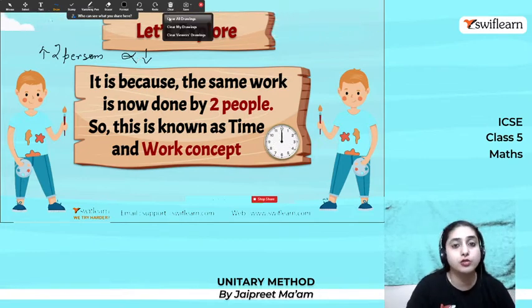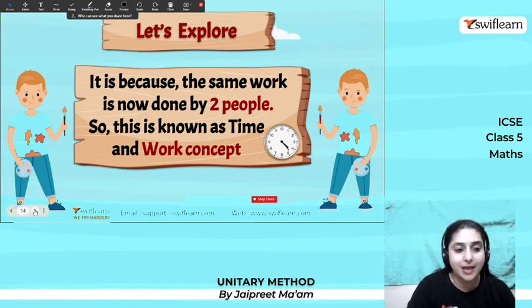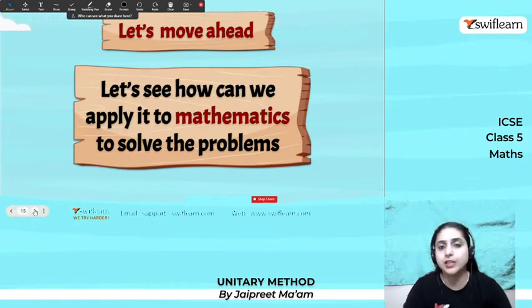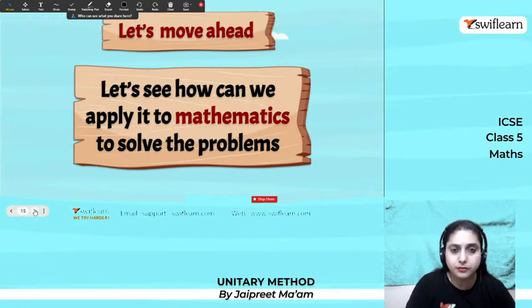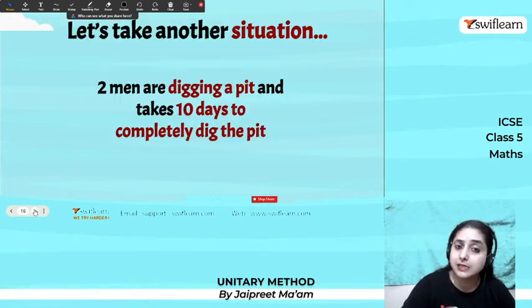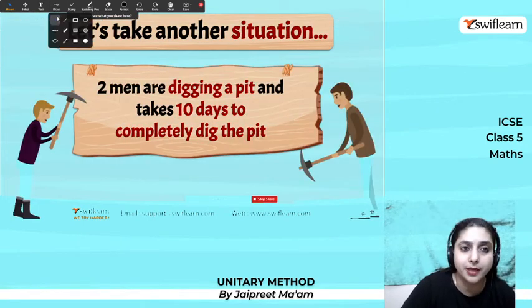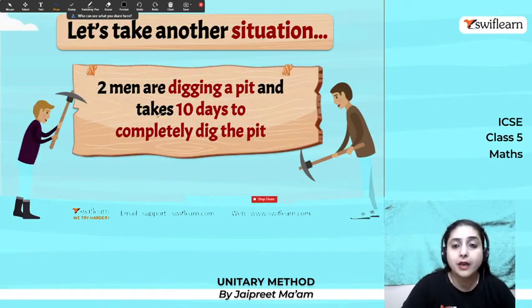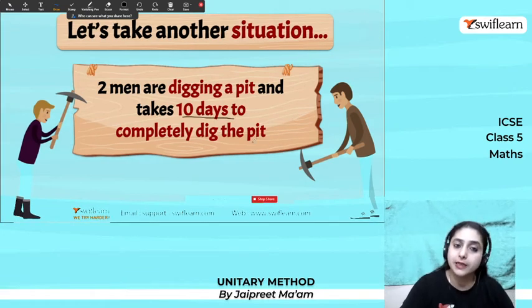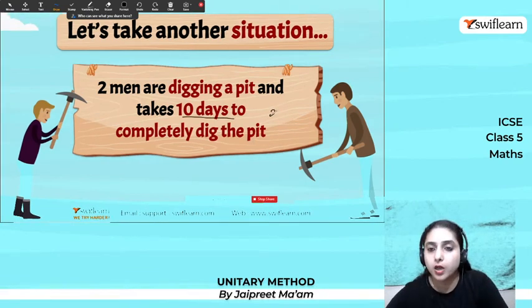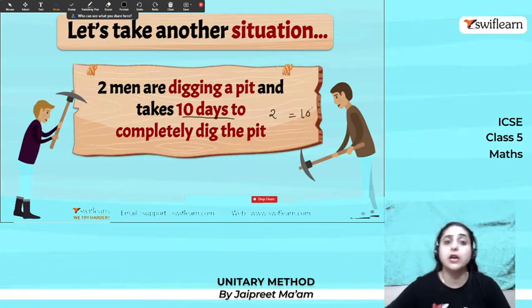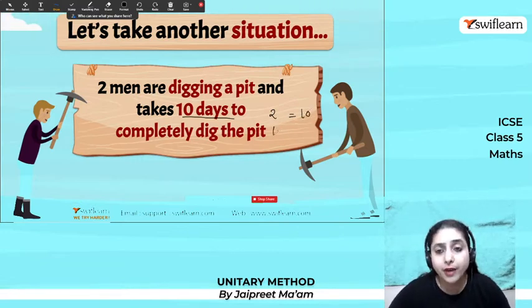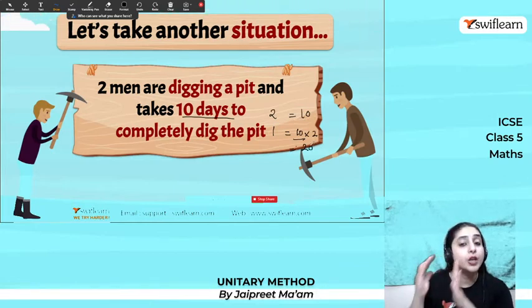This is also known as the concept of time and work, which we are going to learn in your higher classes. Let's see how it is related to mathematics. 2 men are digging a pit and take 10 days to completely dig the pit. So 2 men are working together and they take 10 days. If 1 man works, obviously it will be more. It will not divide. It's not like direct variance. The workload will be more and it will be 20 days.